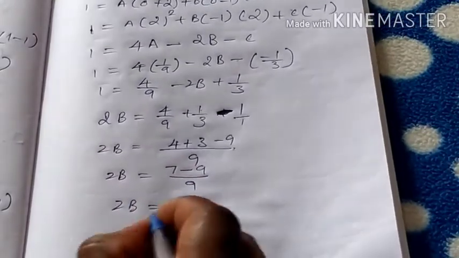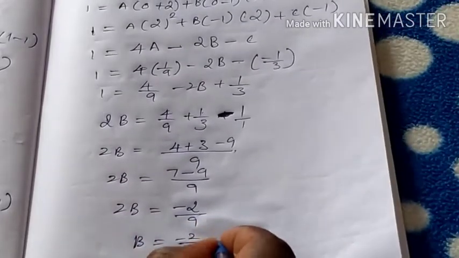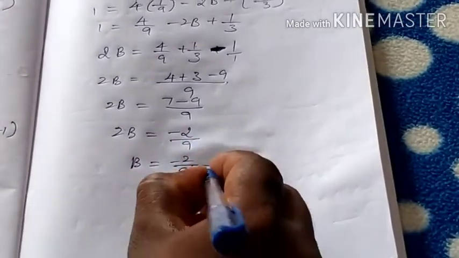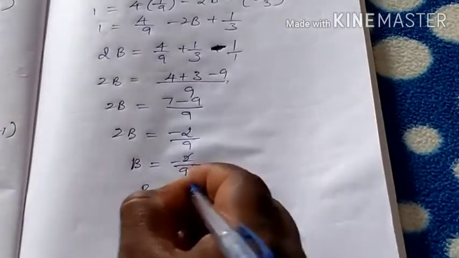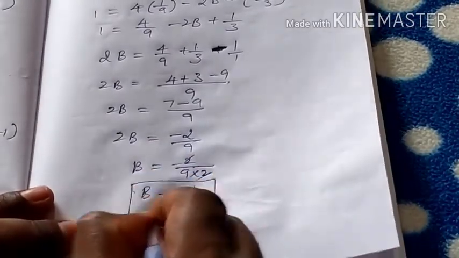Okay. Divided by 9. b is equal to minus 2 by 9 into 2. Okay. Making the transposition, 2 2s are cancelled. Remaining b is equal to minus 1 divided by 9. Okay. This is your question.